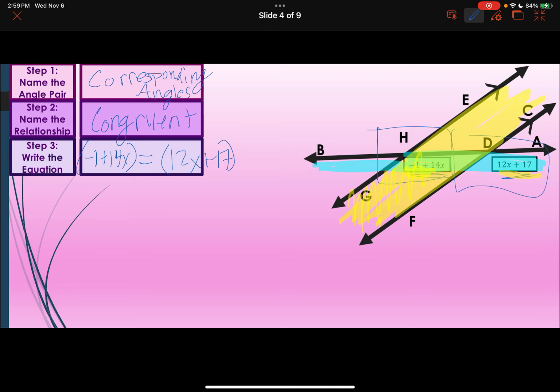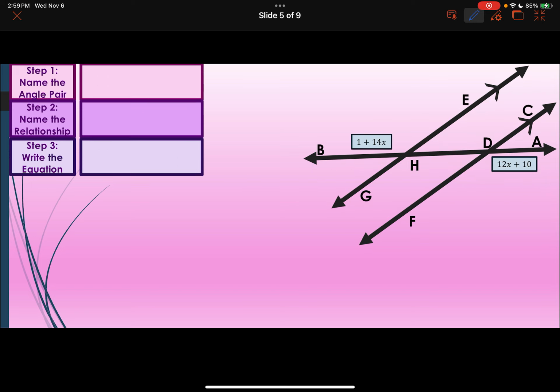When you're putting your answer into Schoology, you need to make sure you write it just like this, with the parentheses and everything. Otherwise, it will count it wrong. Okay, so let's look at our next one.